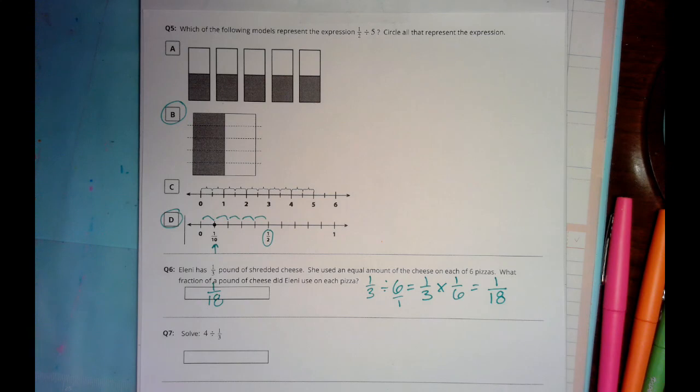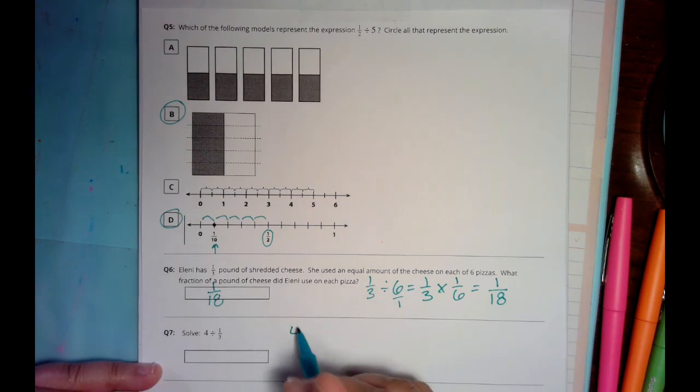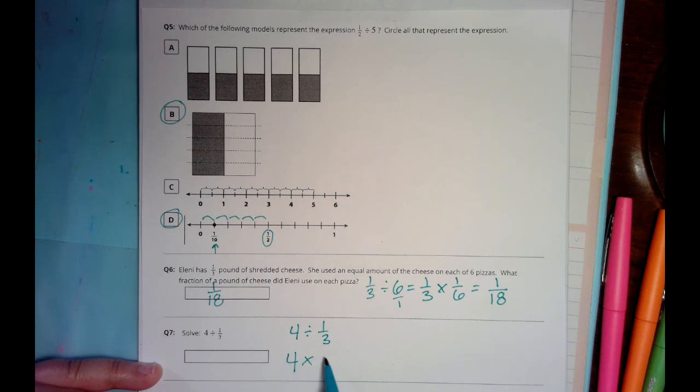And finally, 4 divided by 1/3. We keep the first number, change the sign, and then flip the second number. So 1 over 3 becomes 3 over 1, or just 3. 4 times 3 is 12. So the answer is 12.